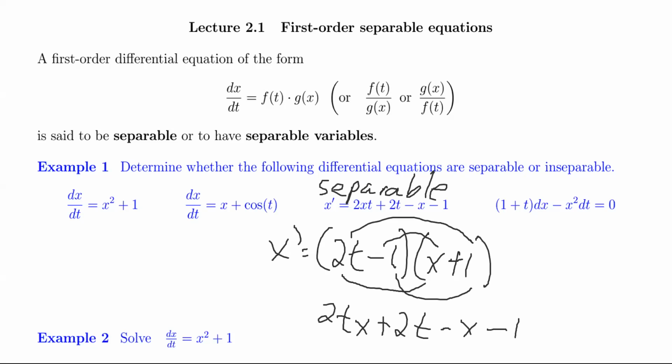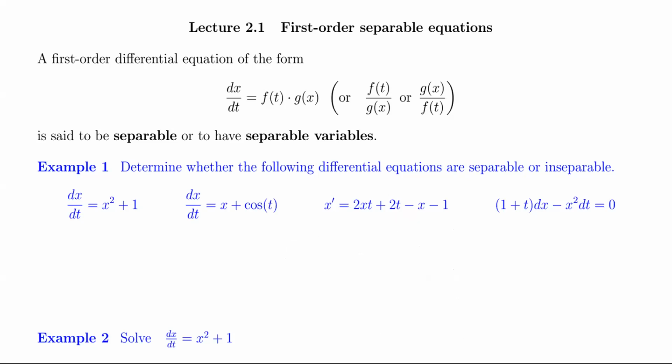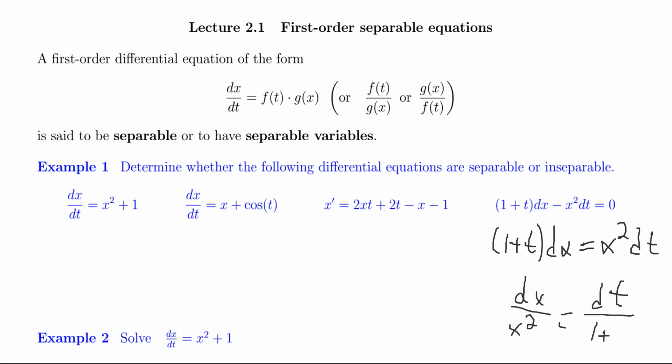All right. Let's look at our fourth and final one. As we said earlier, we can split up our dx and our dt. So let's rewrite this as (1 plus t) dx is equal to x squared dt. Now, if we divide by x squared on both sides and we divide by 1 plus t on both sides, we get dx over x squared is equal to dt over 1 plus t.